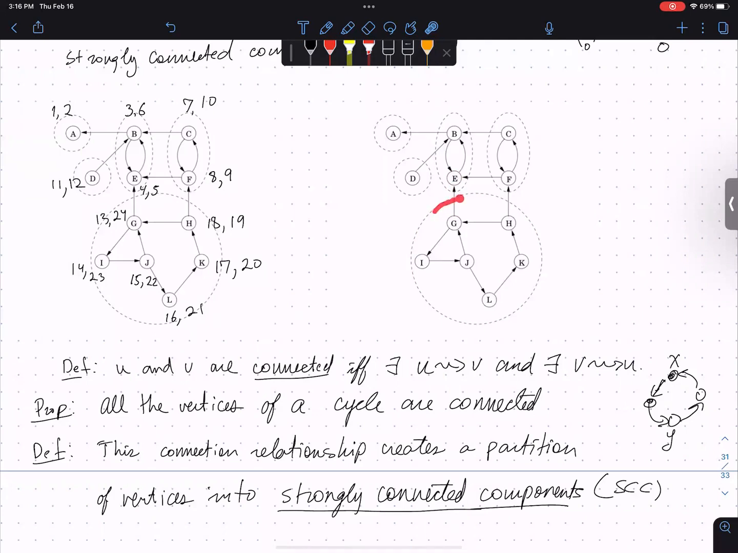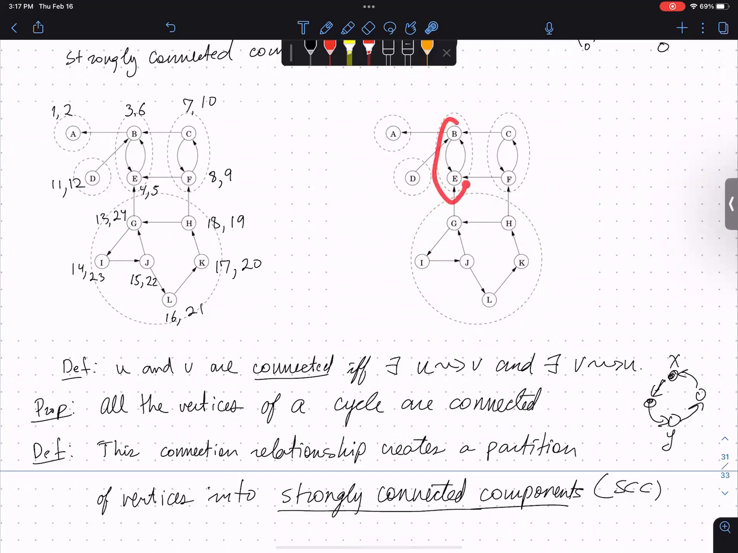But notice that if you look at edges going in and out of the component, there's only edges going out of the component. There's nothing coming in. We'll later see that this is called a source component. But here the point is that if there's nothing coming in, then I can't expand this component. I may have a path to it, but there's no way for me to get back to any of the vertices in the component. So this is indeed a strongly connected component.